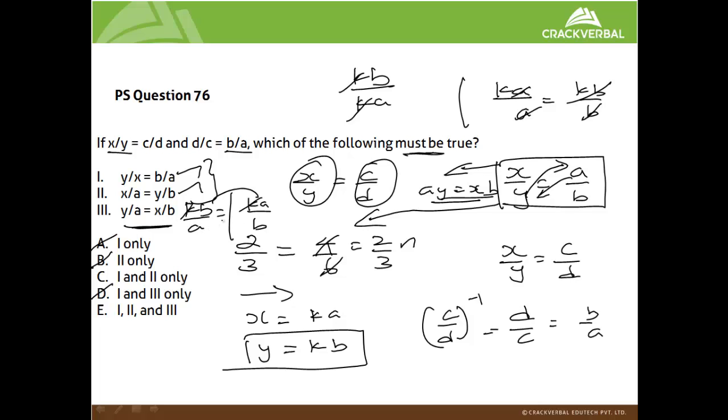So once you disprove this, you can eliminate the answer choice E here. The third statement need not necessarily be true. The answer has to be C, which is 1 and 2 only.